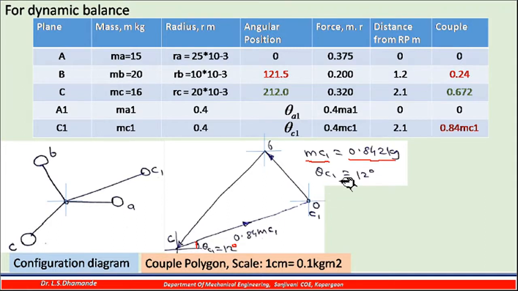Now once I get this data, I have to update it into this particular table of angular positions, so that I can go for finding theta A1 and MA1, because just now we have got this value of theta C1. So this is theta C1 equal to 12 degree, and MC1 is equal to 0.842.